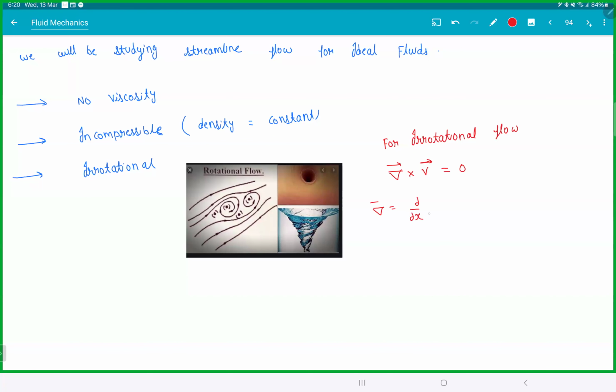So it is dou by dou x i cap plus dou by dou y j cap, and so on. We have done this in conservative force. So del cross V bar should be 0. This is the determinant: i cap, j cap, k cap, dou by dou x, dou by dou y, dou by dou z, and Vx, Vy, Vz. If this condition is satisfied, we say the flow is irrotational flow. It's called the curl of a vector. We don't have it in this portion. When you're in engineering first year, you will learn more about it.